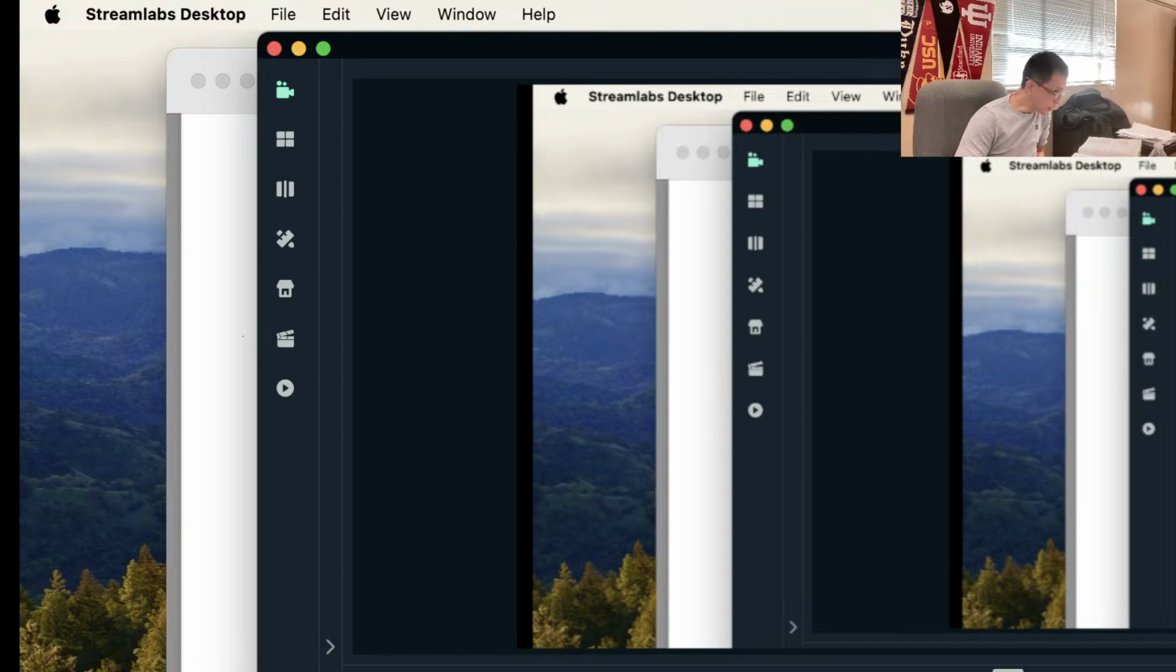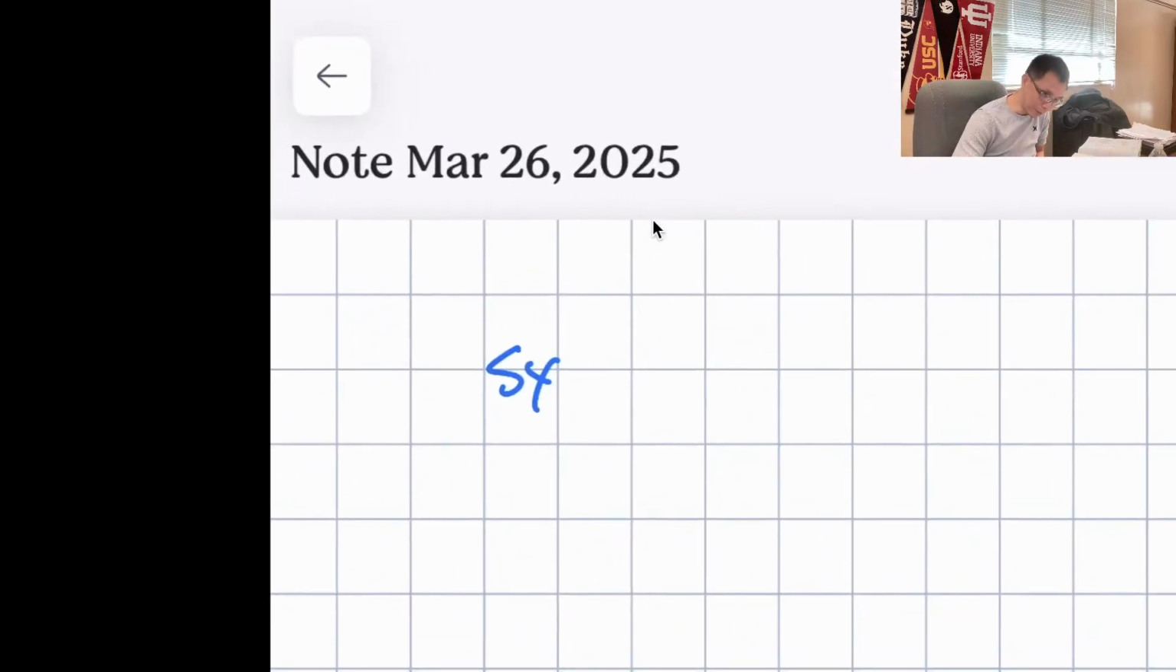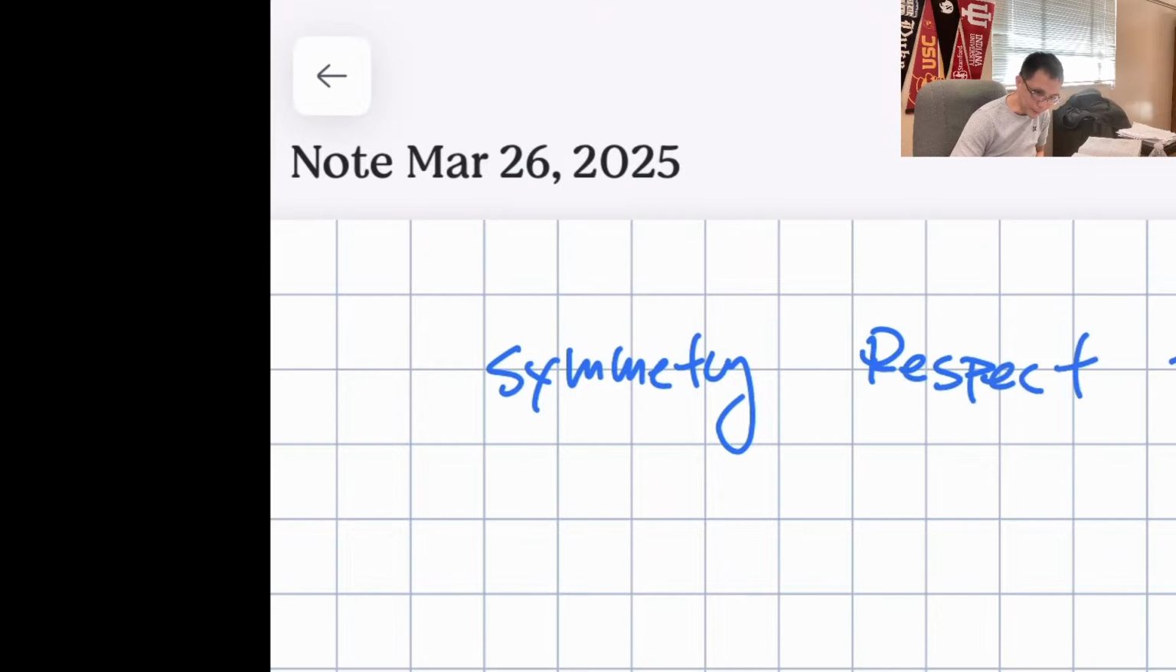Okay, so symmetry with respect to the polar axis. There are two types of symmetry, but it will help you in some situations. I will tell you: symmetry with respect to the x-axis, which is also known as the polar axis.